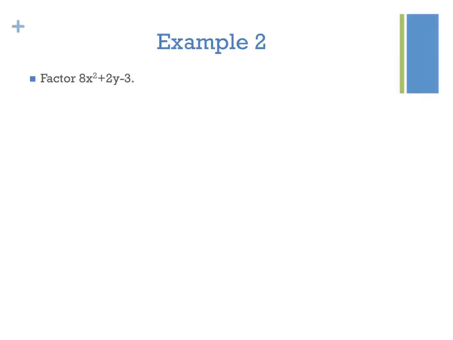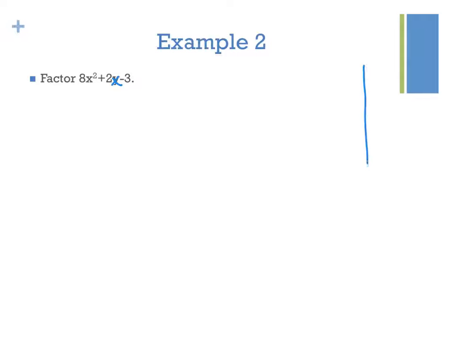All right, we're going to take another look here. I made a typo. This is supposed to be an x right here, not a y. But what we're looking at is factoring 8x squared plus 2x minus 3.